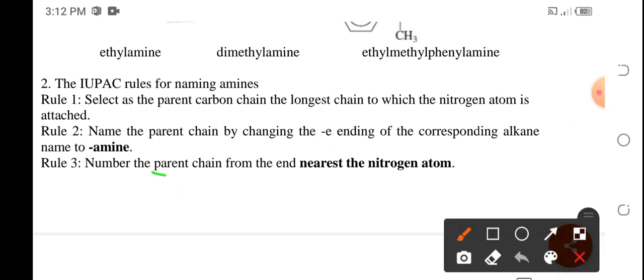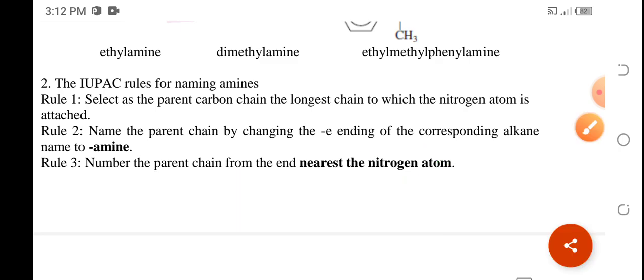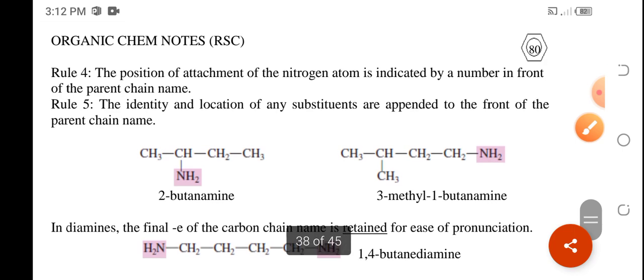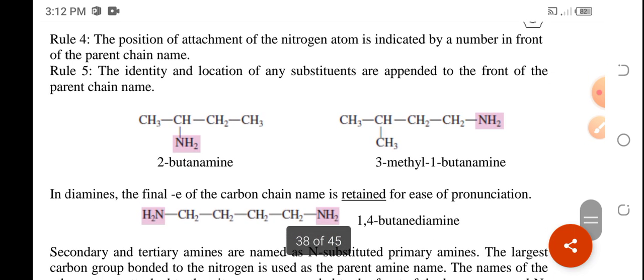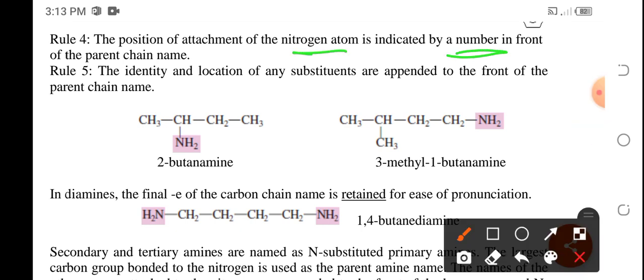Now you have to number the parent chain nearest to the nitrogen atom because that's a functional group, and being a functional group, that would be the priority. And then rule number 4, you have to attach the position of that nitrogen in front of the name of the parent chain. So say for example, this one has 4 carbon atoms. This is the carbon atom that bears the amino group, so it should be included in the parent chain. And you have to number it from left to right, so that the carbon atom that bears the nitrogen will become carbon number 2 and not number 3.